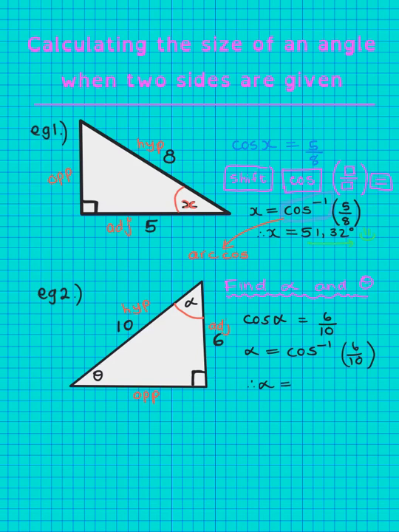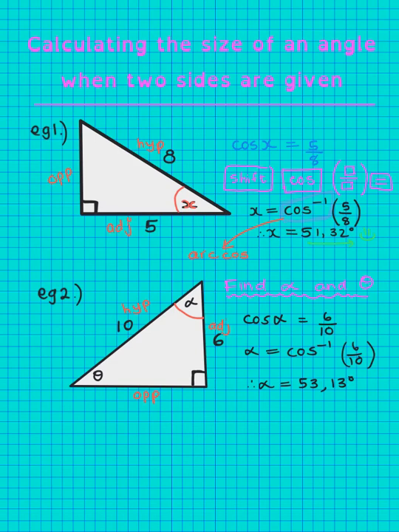So I say shift cos, arc cos 6/10. Close your brackets, equals, and that is 53,13 degrees. Awesome. That's so easy, right?